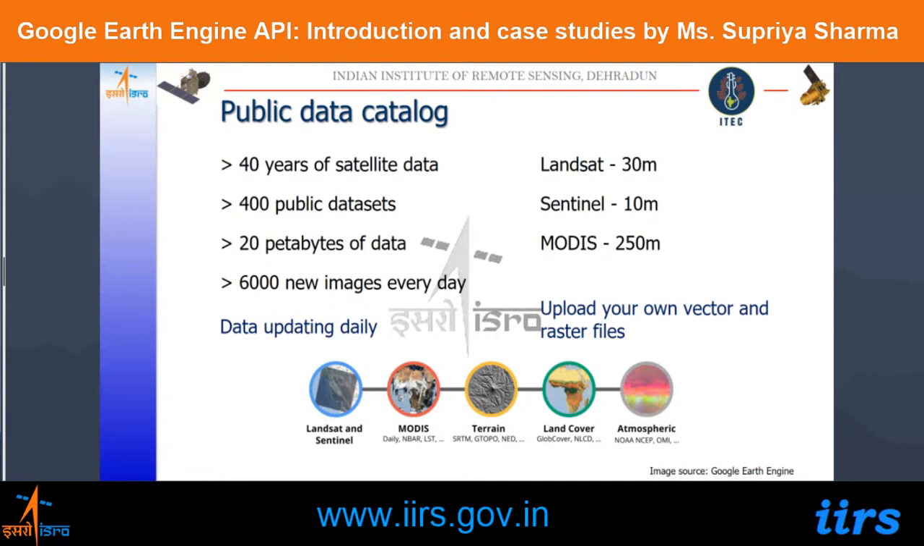Other than that, there are several datasets available which cover land use land cover datasets, terrain datasets, atmospheric datasets. There are a lot many datasets which you can also filter out by going through the public data catalog. You can browse through the data catalog and you can filter the datasets as per your requirement. And other than the data that is already available on the Earth Engine, you can upload your own vector and raster files on the Earth Engine, and you can work with your own data.